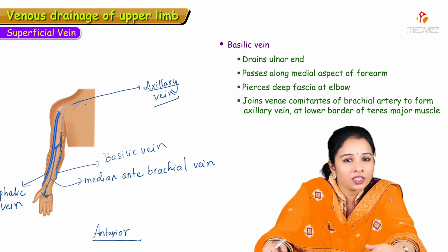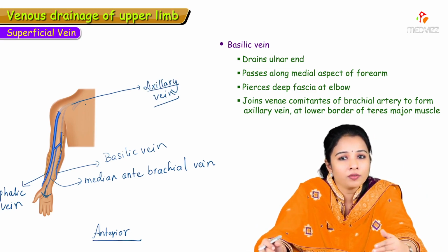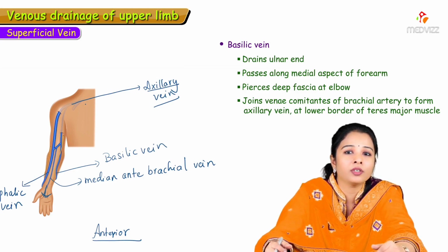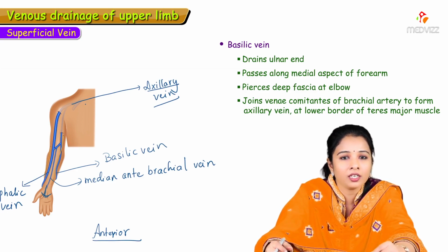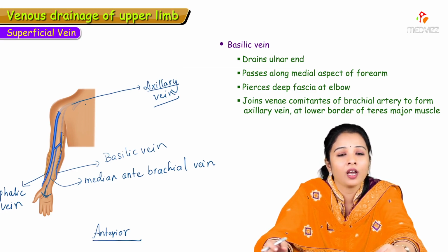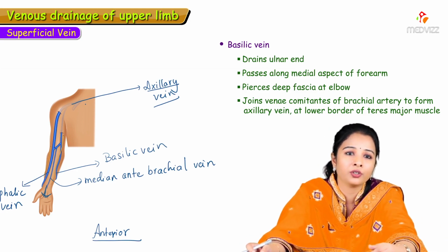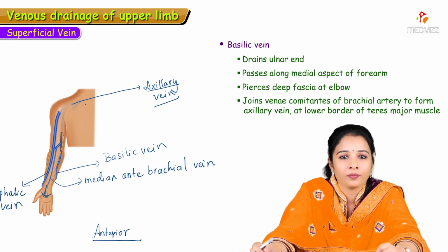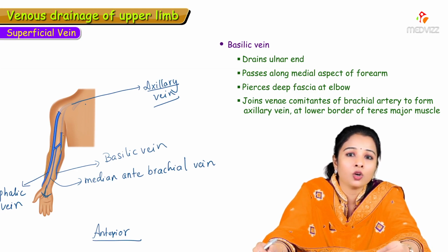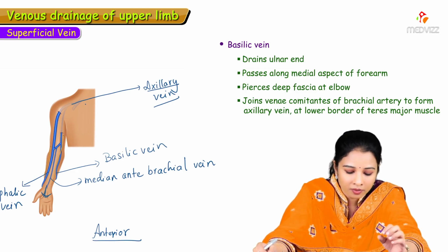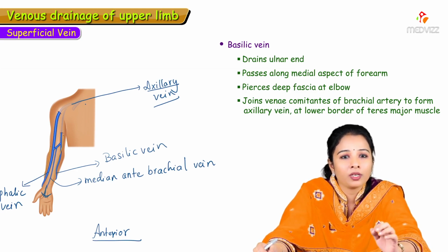The basilic vein first opens up into the vena comitantes. It joins the vena comitantes of the brachial artery to form the axillary vein. After formation of the axillary vein, we see the cephalic vein also draining into the axillary vein. At what level is the axillary vein formed? That is at the lower border of the teres major muscle. So that is about the basilic vein.